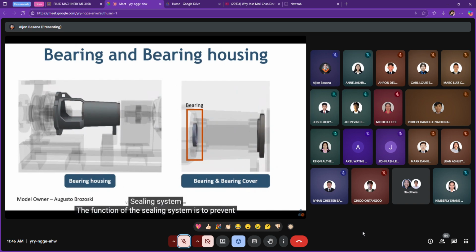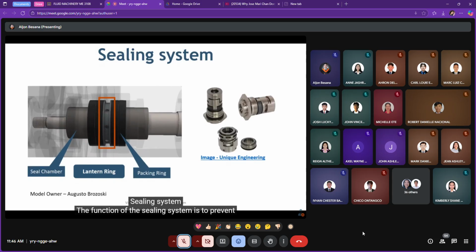Next is the sealing system. The function of the sealing system is to prevent the leaking of the liquid from the pump. Depending on the properties of the liquid being handled, complexity is involved. The pump sealing system can be simple and complex at the same time. A simple gland packing is enough for the water pump, whereas for toxic or inflammable liquids, a separate sealing system is required. Different types of mechanical seals are available to meet these requirements.